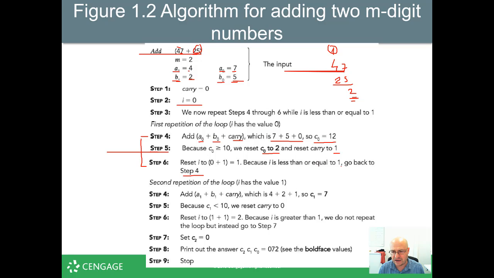Why does it need to be less than or equal to 1? Because I'm counting 0 and 1. I'm summing two digits. So I'm counting 0 as the first digit and 1 as the second digit. If it's greater, I don't need to do the sum anymore, right? So go to step 4.